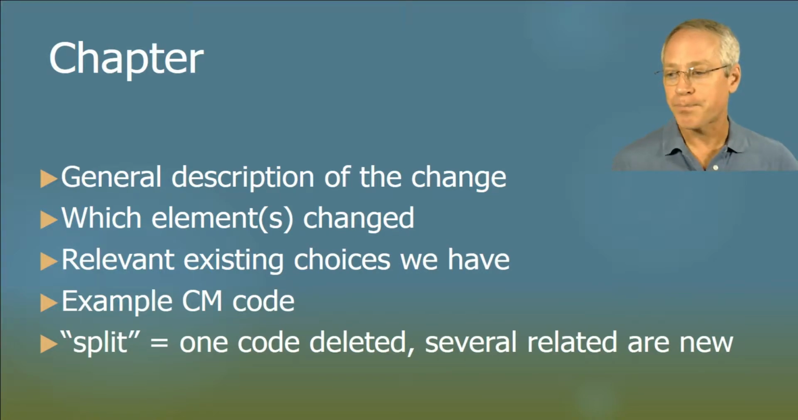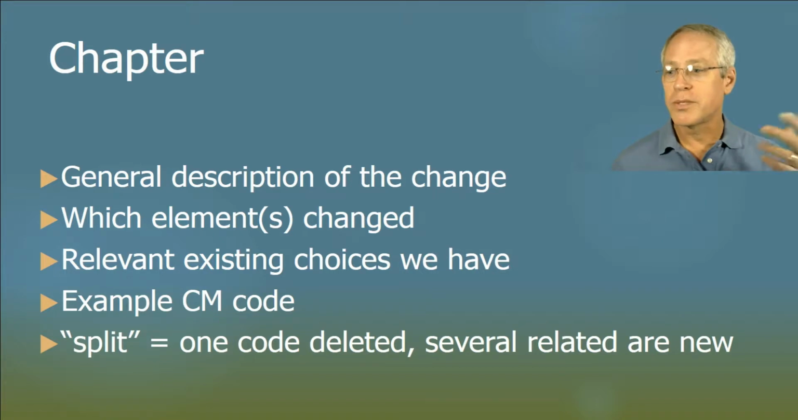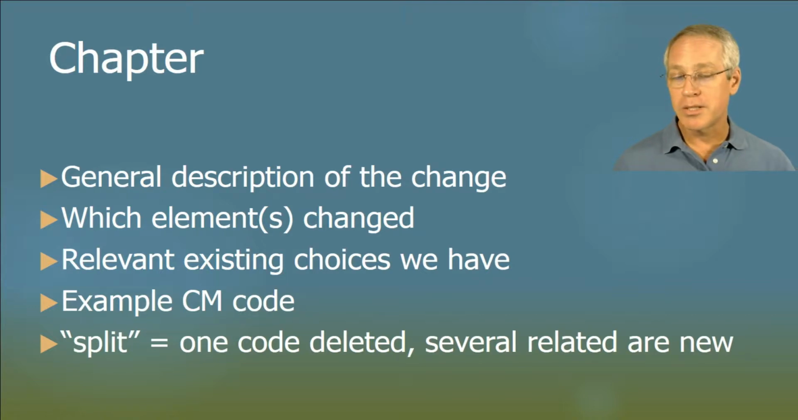What I'll do is first describe the general description of the change so you can conceptually understand what's happening in the code changes. We'll refer to which elements were changed, like specificity, which is most of them, laterality, location, for example. I will try to give an example existing code to orient yourself to where in ICD-10 you are dealing with the changes, and give an example of one of the new or changed CM codes.